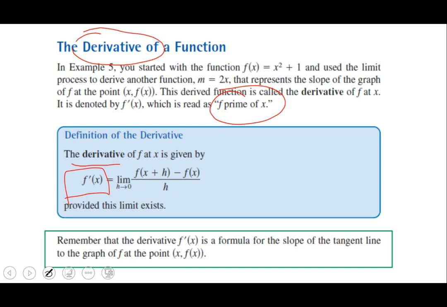What is the derivative? Well, it's just a fancy name for what we've been doing. It's the limit as h goes to 0 of the slope of the secant line, or the limit as h goes to 0 of the difference quotient.